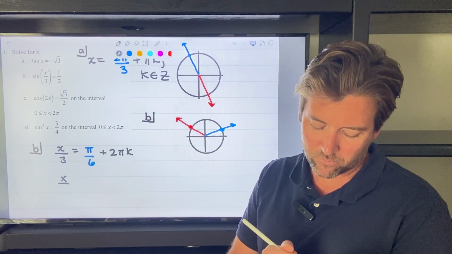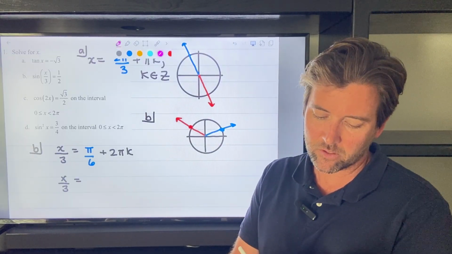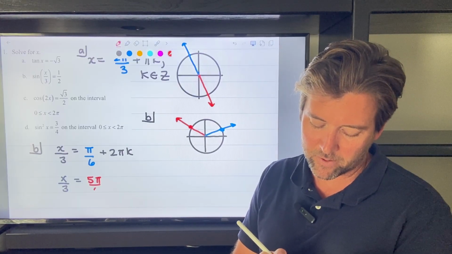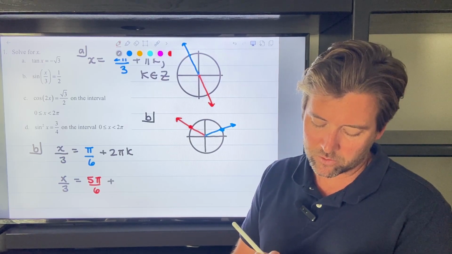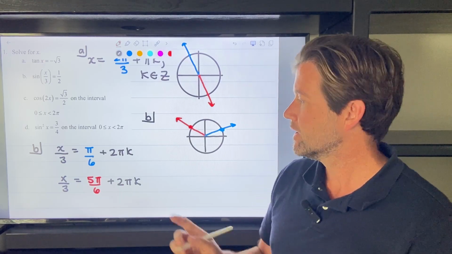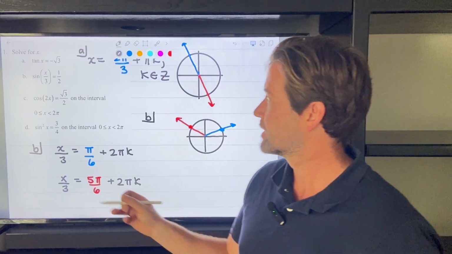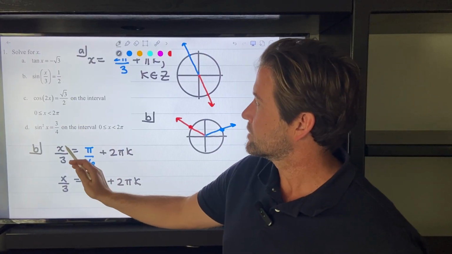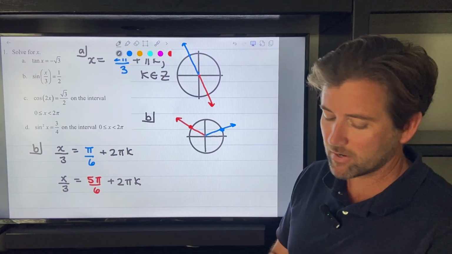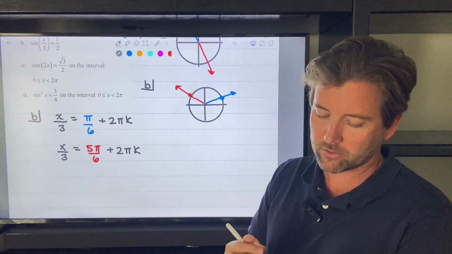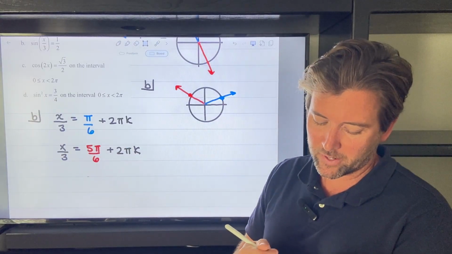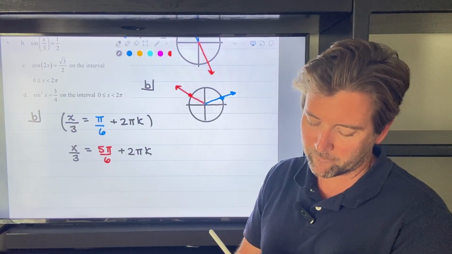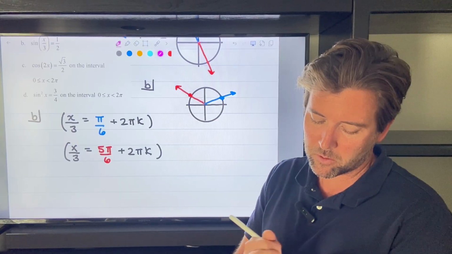Now we also have x over 3 equals the angle in the second quadrant. We can write that as 5 pi over 6 plus 2 pi k. And again, k has to be an integer. So the sine of 5 pi over 6 is a half, so is the sine of pi over 6. Now we're going to solve these equations for x. So we're going to multiply both these equations by 3 to solve for x.